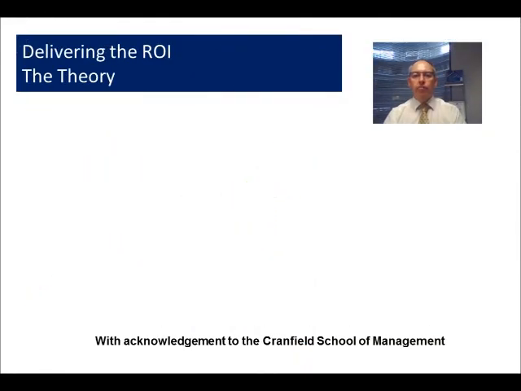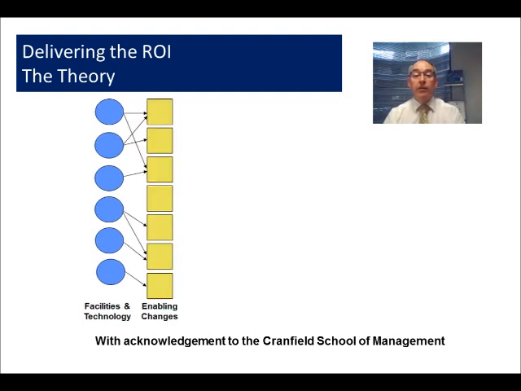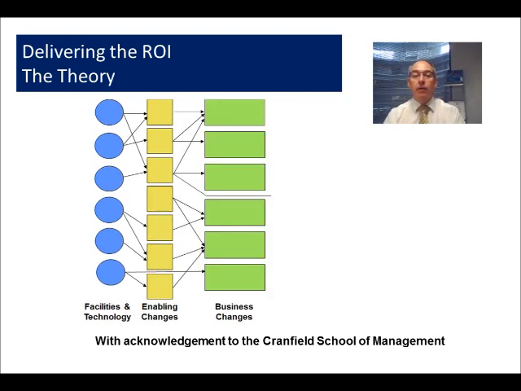We're going to use an approach that the Cranfield School of Management have developed, which identifies the link between our facilities and technology and our investment objectives. So on the left hand side, what we're able to see is the facilities and technologies that we're going to implement. From this we should get enabling changes. Now in a software project, these are the features of the software that will be used by the end users in their day-to-day work. That should lead to business changes.